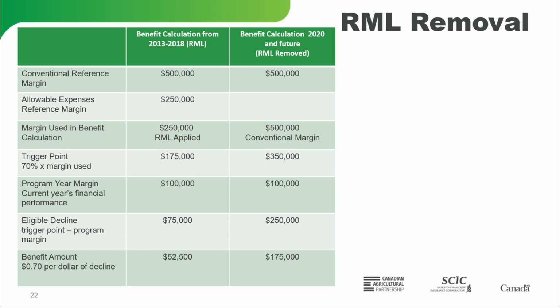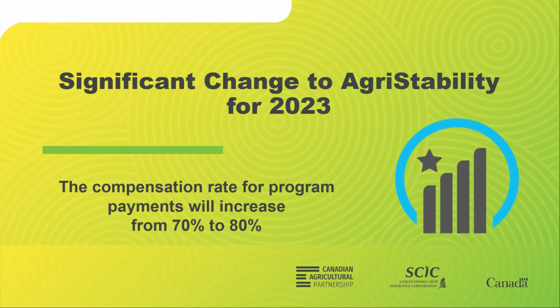So you can see how the reference margin limit impacted producers that had lower expenses for their reference margins. So livestock operations and organic producers, they were negatively impacted with that reference margin limit. And that is one of the improvements, major improvement, when they removed that from the calculation.